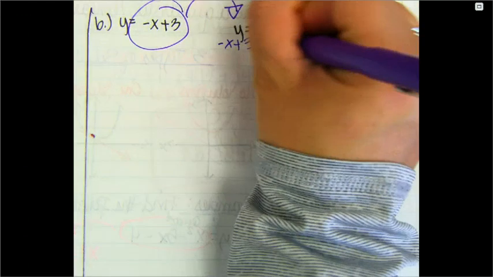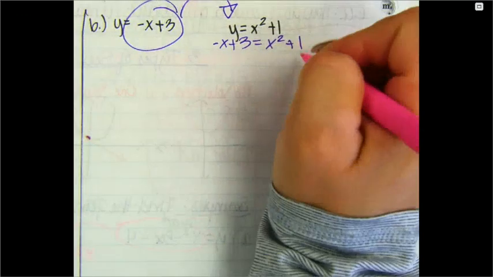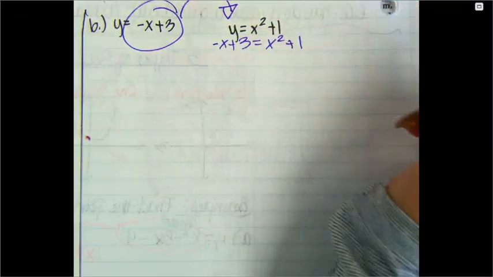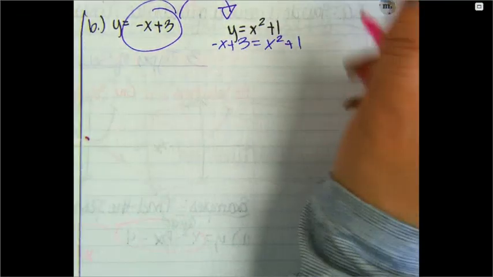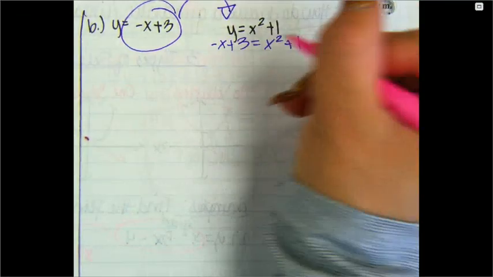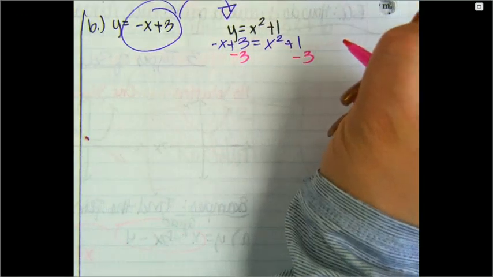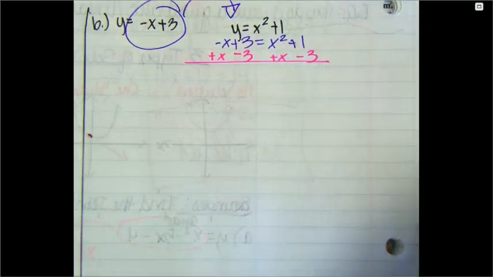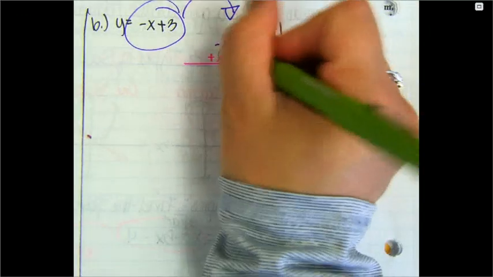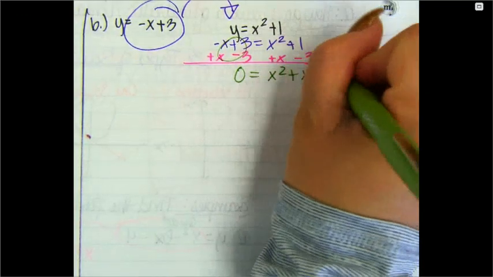Negative x plus 3 equals x squared plus 1. If I don't want the x squared to be negative, that means I'm not going to move the x squared. I'm going to move the negative x and the 3. How do I do that? Subtract 3 and add x. Can I do it together? Okay. This side just becomes 0 equals x squared plus x minus 2.